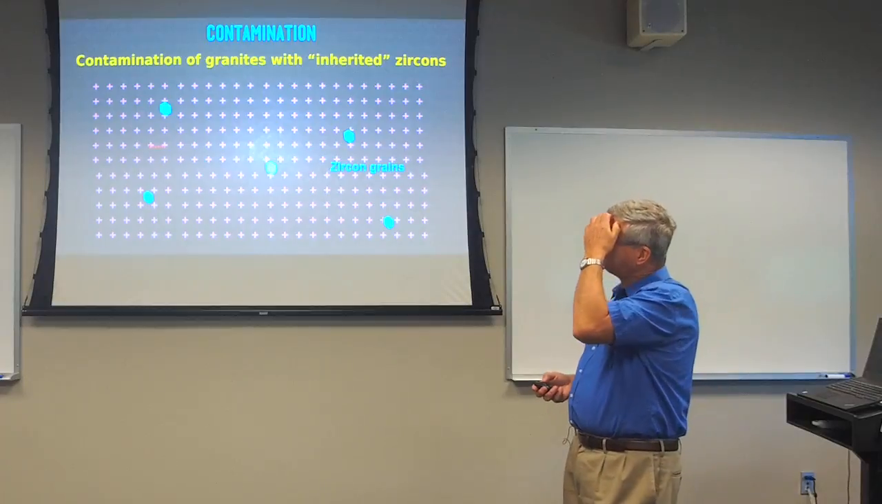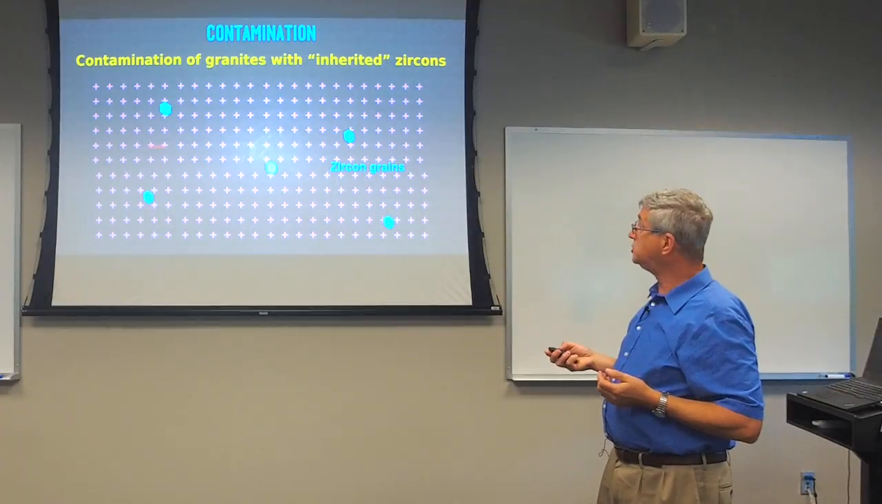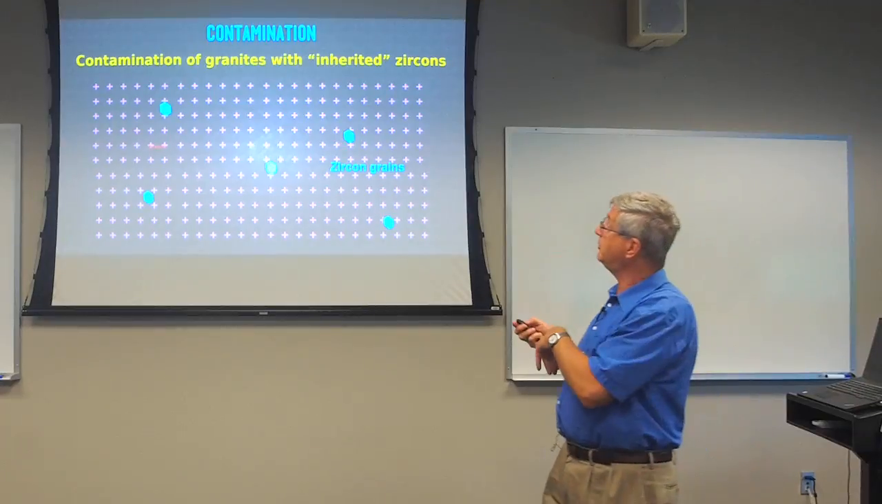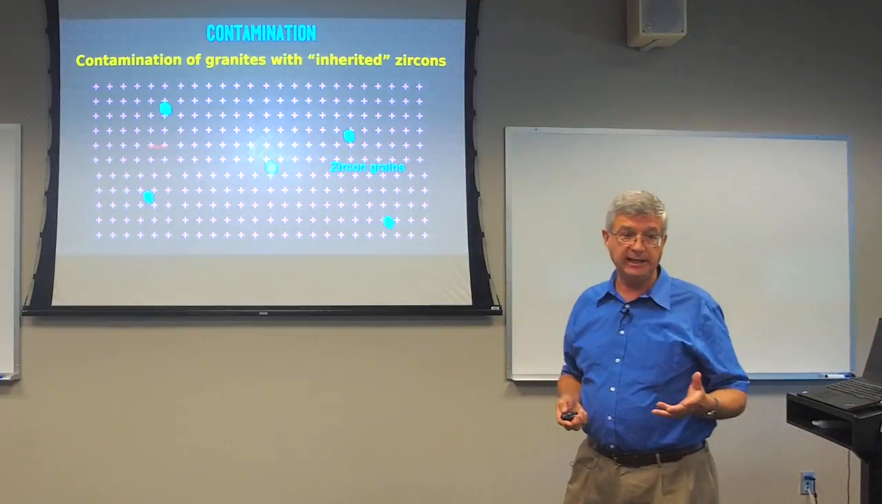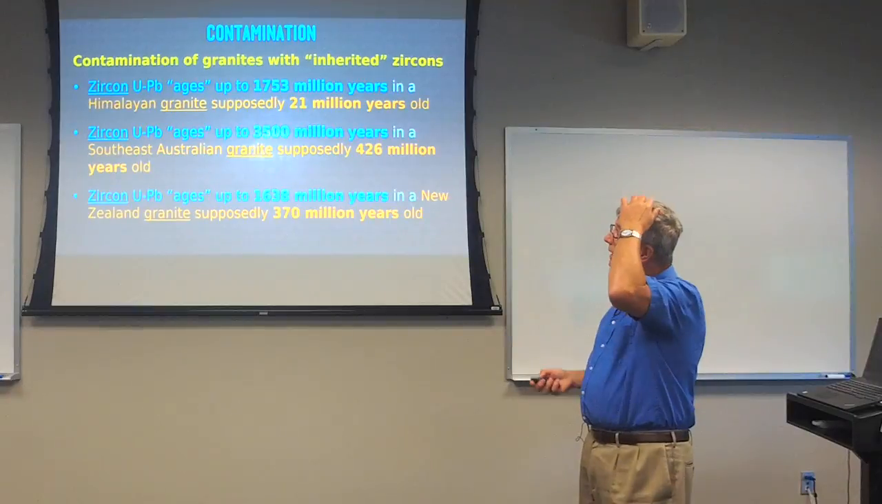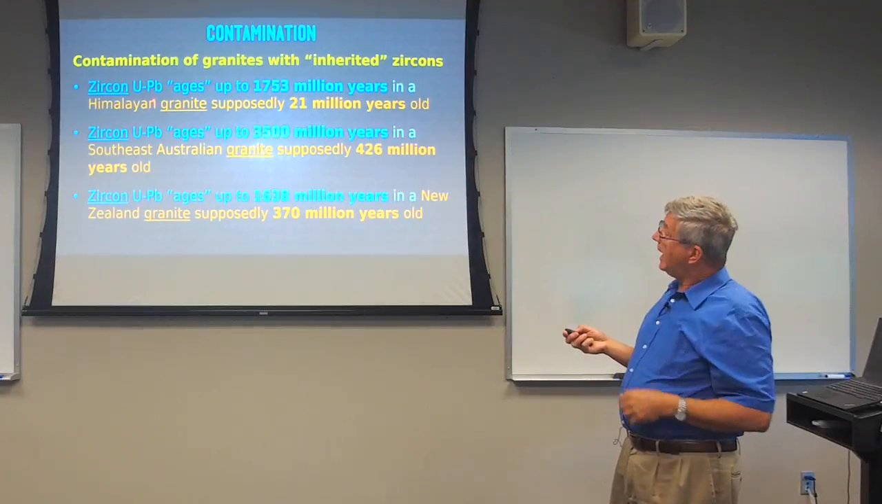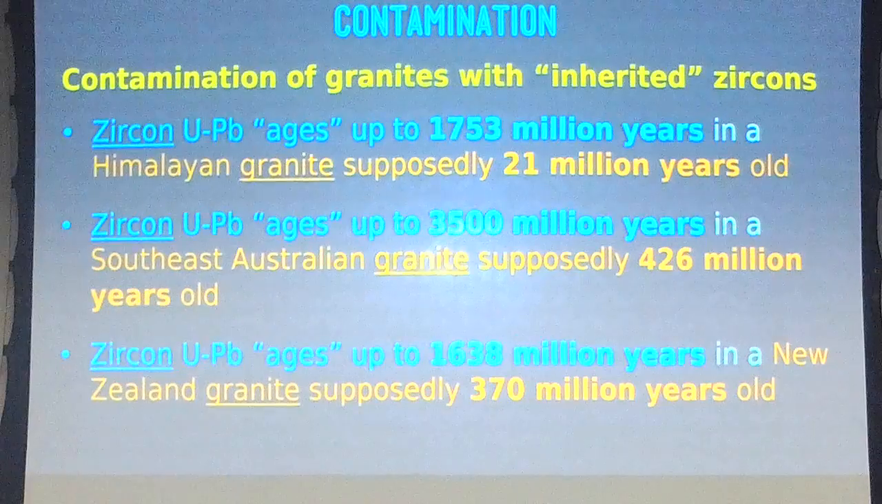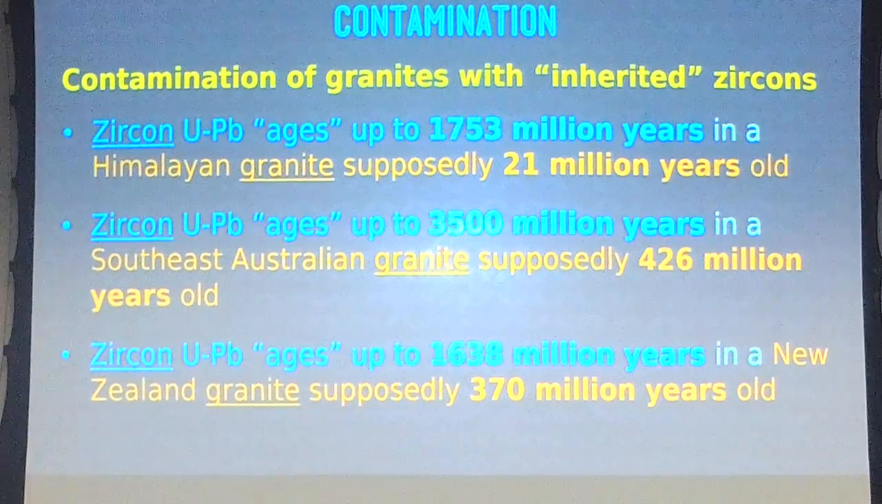And yet here's a situation where we can show these zircon grains, they're claimed to be inherited. Why? In many granites. Why? Well, we get zircon ages, uranium-lead ages up to 1753 million years in a Himalayan granite supposedly 21 million years old. How can the zircon grains be hundreds of millions, nay, billions of years older than the rock itself?